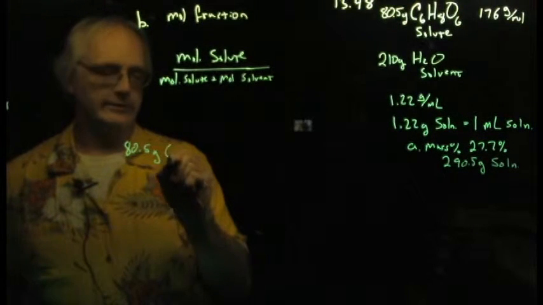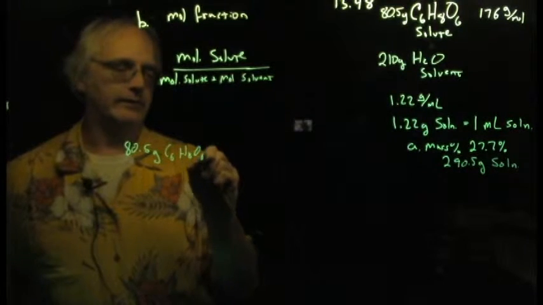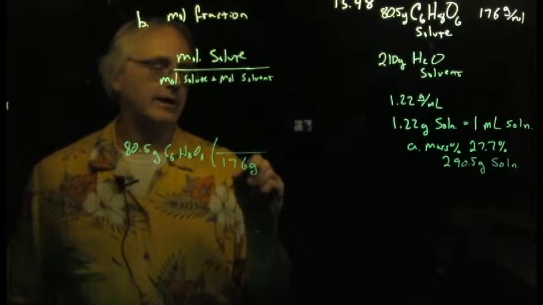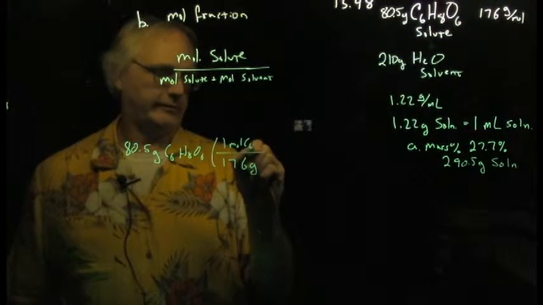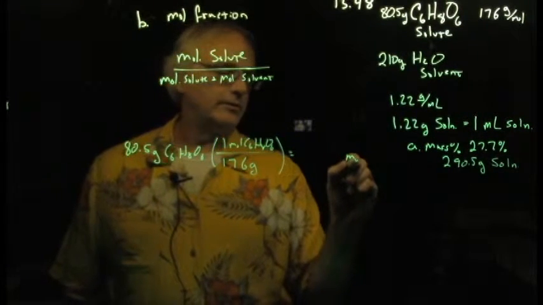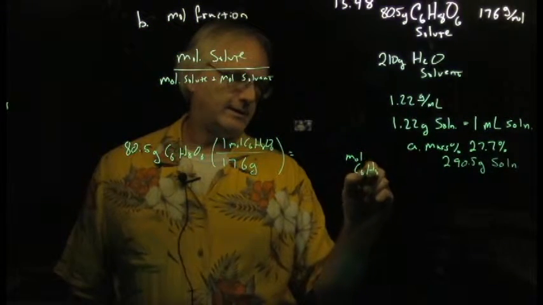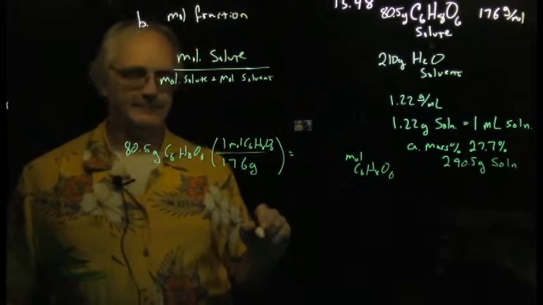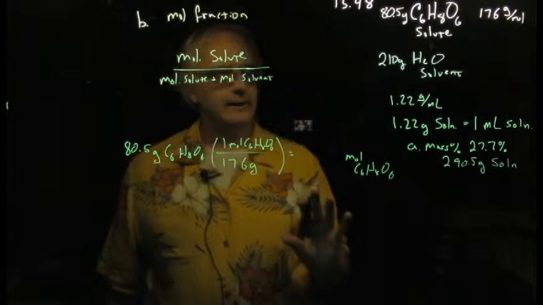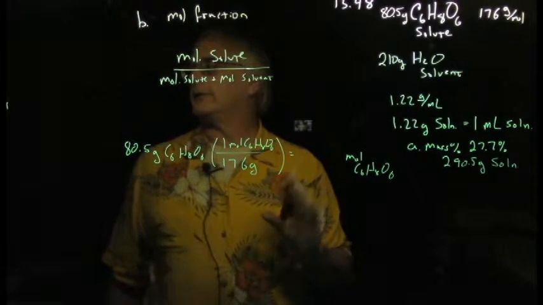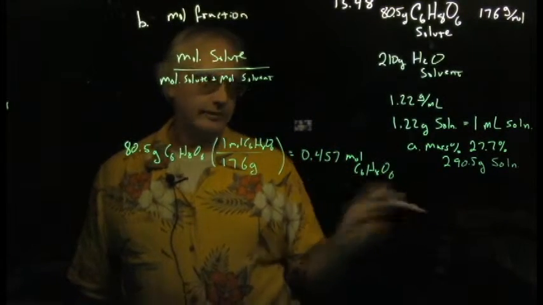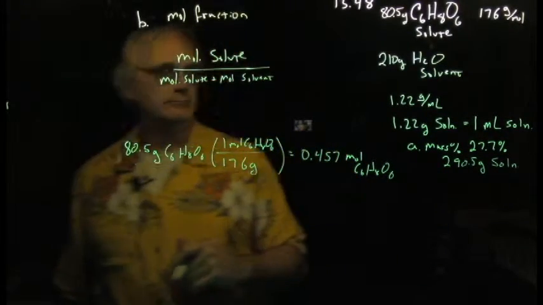80.5 grams of C6H8O6. I already know its molecular weight, 176 grams per mole for C6H8O6. Moles C6H8O6. I'll be able to set that to music sometime. All right, so I punch that out on my handy dandy little calculator, and I get 0.457 moles of vitamin C. Okay, that's pretty straightforward.